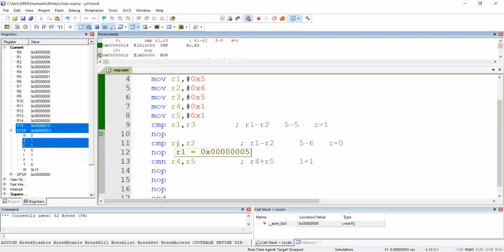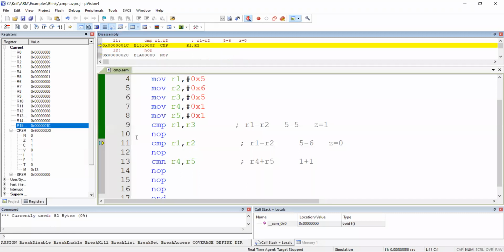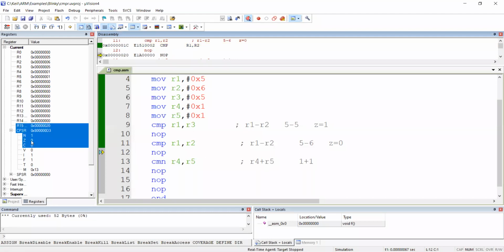Then comes what? Compare. So no operation, leave that one, don't worry. So comparison, R1 and R2. The two numbers I am comparing are different, hence Z should be 0. So 5 and 6 are not equal to each other. So whatever Z is, it should go back to 0. Yes, it has changed. Now one more no operation.